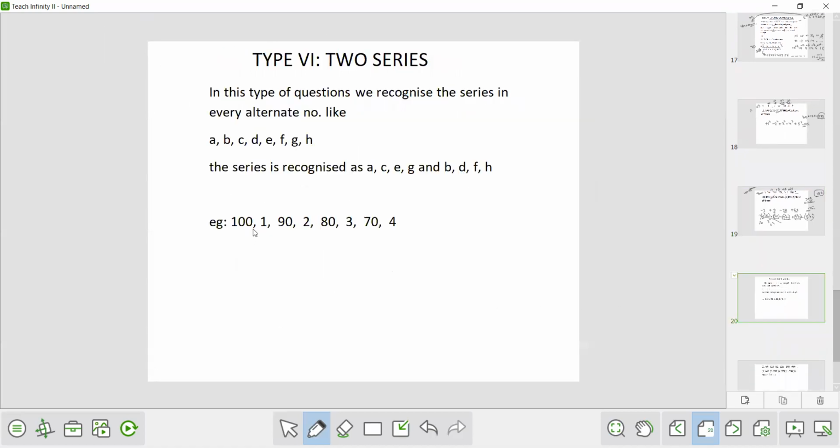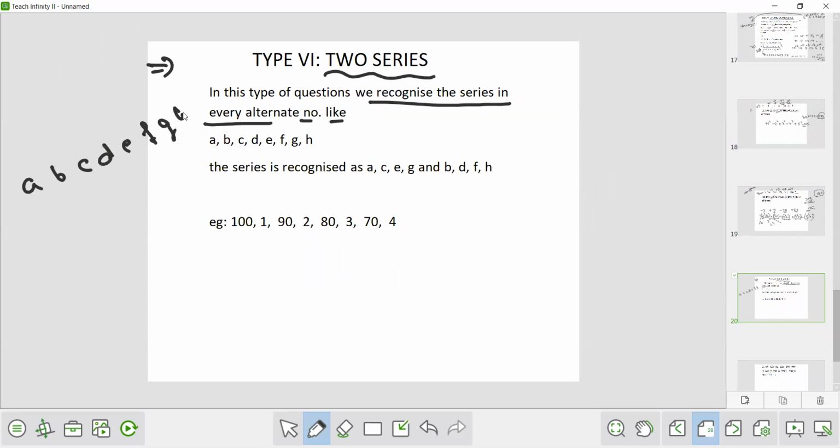Now the sixth type of series, that is two series. In this type of question, we recognize the series in every alternate number. Like the series will be A, B, C, D, E, F, G, H. So there will be logic between A and C, C and E, E and G, and there will be logic between B and D, D and F, F and H. Here I have written A, C, E, G, B, D, F, H.